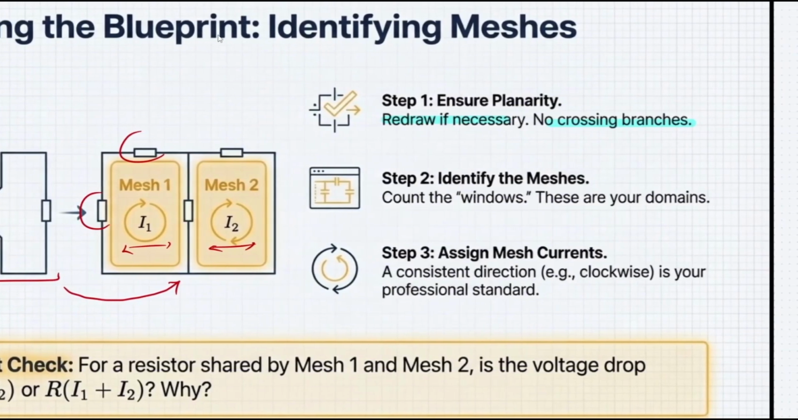So step number two is that I have to identify the meshes, count the windows. Again, the mesh is a loop that you cannot divide down into any more closed paths. So these are going to be your domains. And finally, we have to assign the mesh currents. Consistent direction means that clockwise is your professional standard.